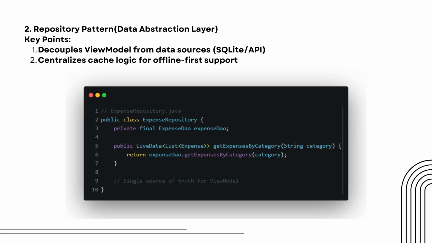Repository pattern. The database feeds into the repository pattern, which acts as a centralized data abstraction layer. The expense repository decouples our view model from direct SQLite access and handles all data operations, whether local or future cloud based, through a clean API. This single source of truth approach simplifies offline support and makes future upgrades seamless.